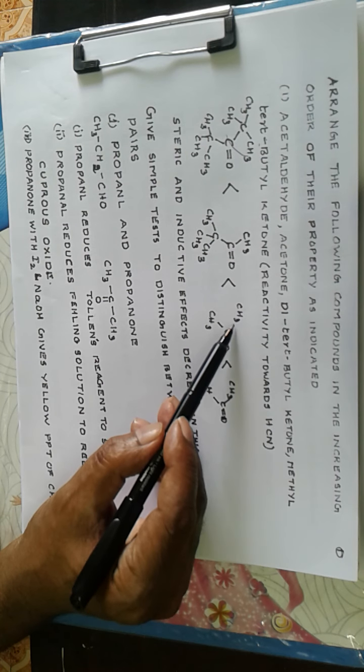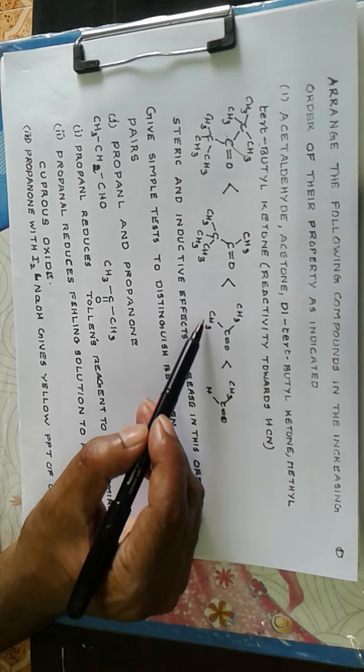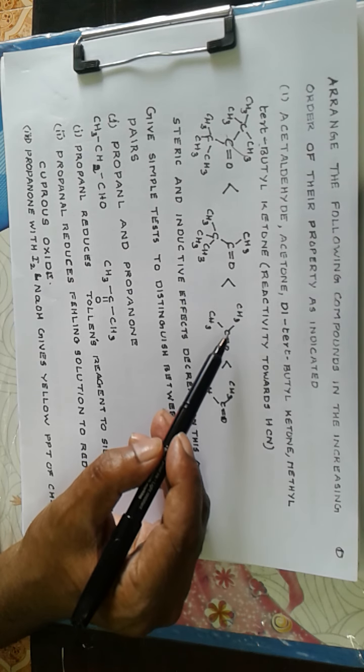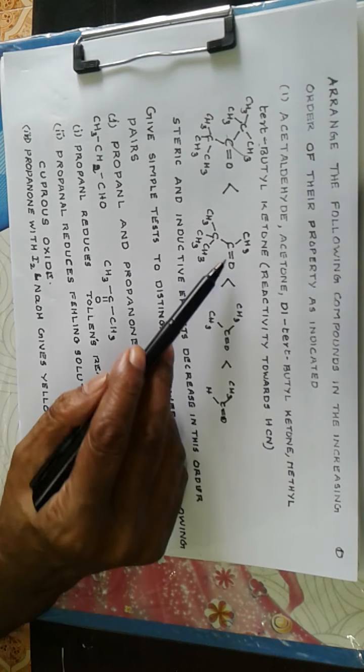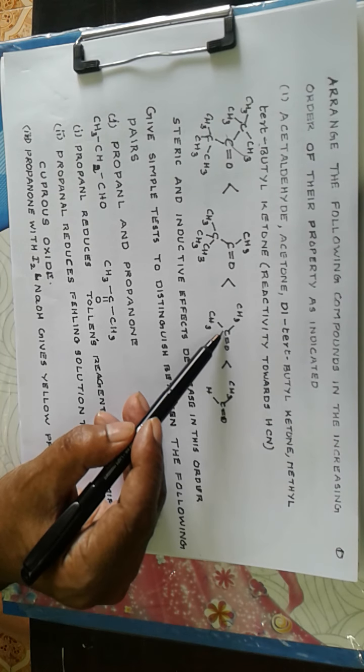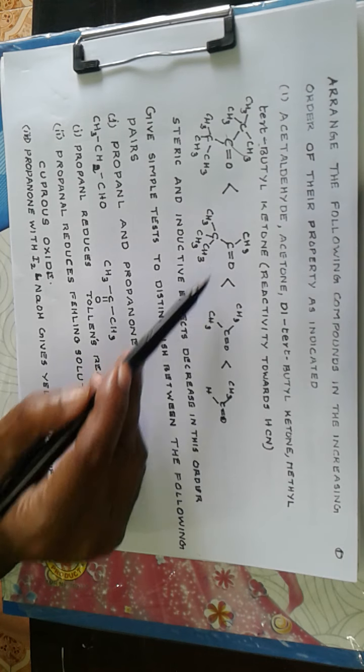Now here we are having comparatively small methyl groups, comparatively small plus psi effect. So this carbon will be having a slightly higher partial positive charge than this carbon. So this is easily attacked by a nucleophile than this one.